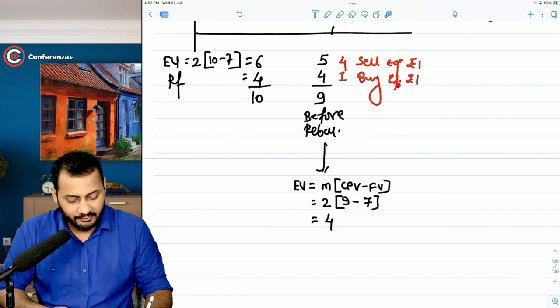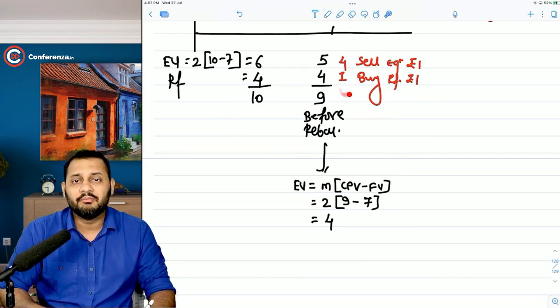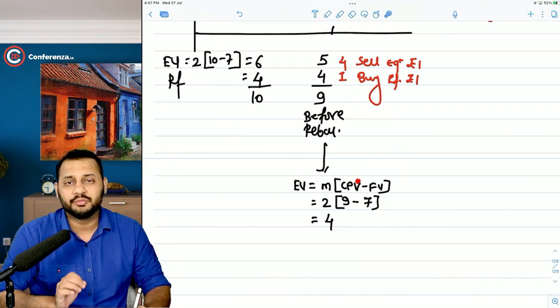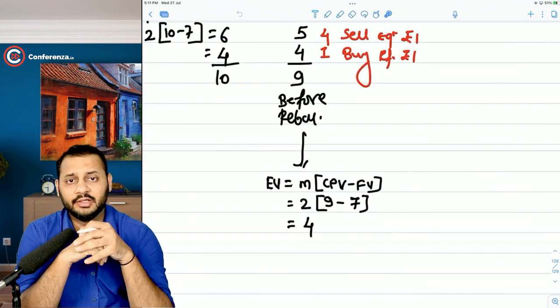So this is the rebalancing action that we have taken, right? This is the rebalancing according to constant proportion portfolio insurance policy. Rest we are going to learn in the questions itself.